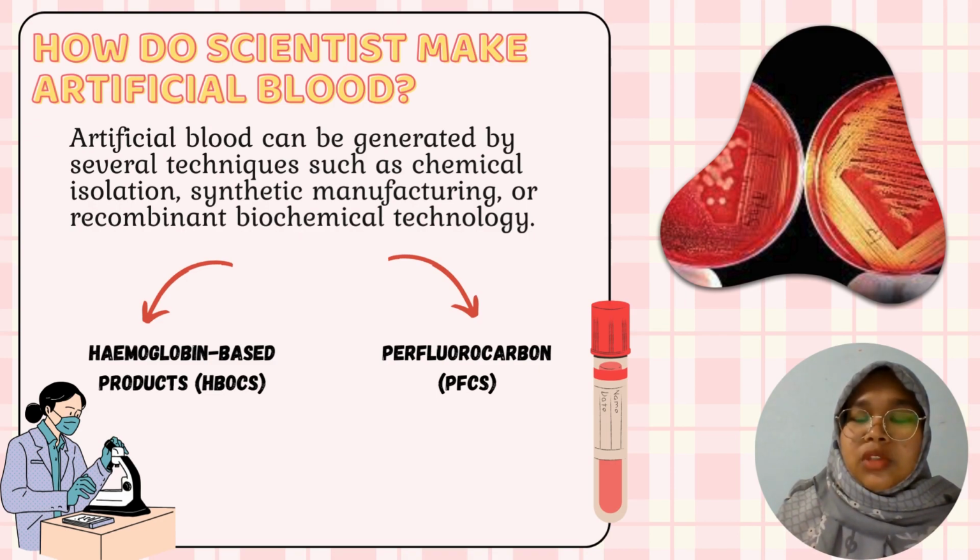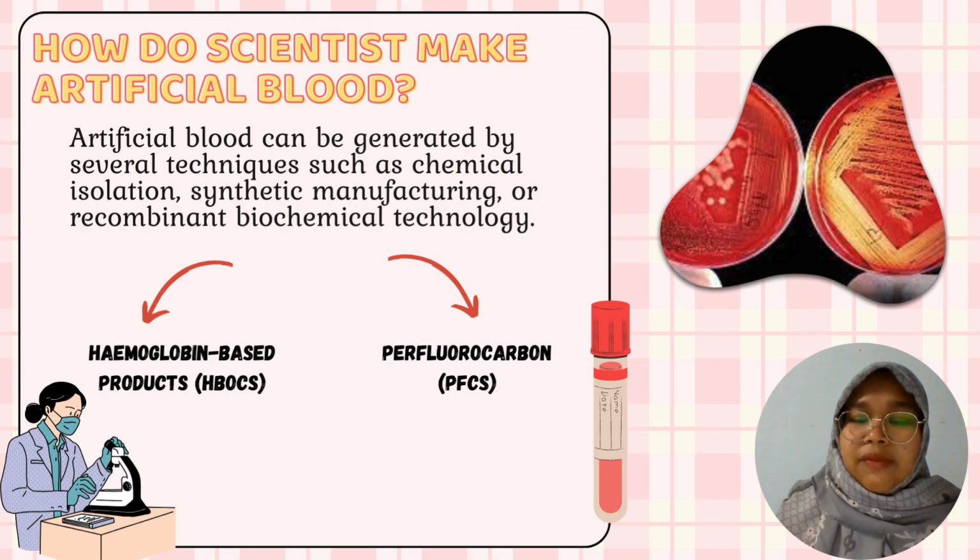Second, it must be able to transport oxygen throughout the body and release it where it is needed. Third, it must be shelf-stable. Unlike donated blood, artificial blood can be stored for over a year or more. This is in contrast to natural blood, which can only be stored for 1 month before it breaks down.